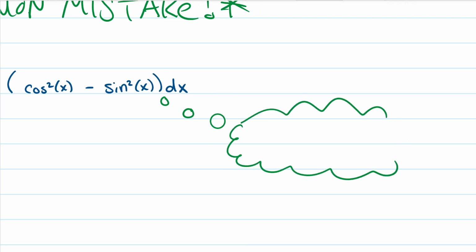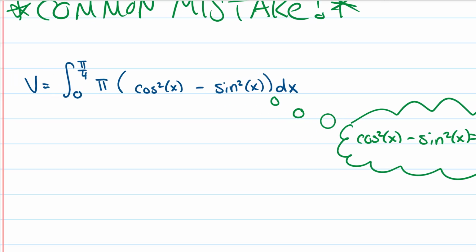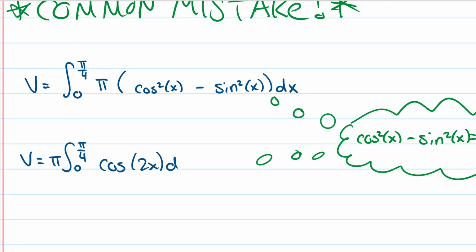And so that trig identity is going to be cosine squared of x minus sine squared of x is equal to cosine of 2x. So this is a double angle formula that you have to know. And so from that, we're able to get that volume is equal to pi times the integral from 0 to pi over 4 of cosine of 2x dx.